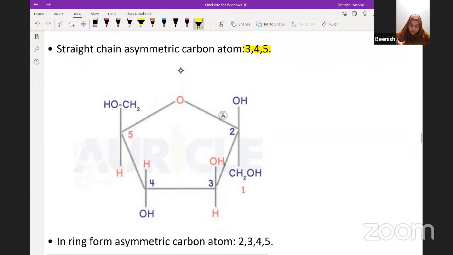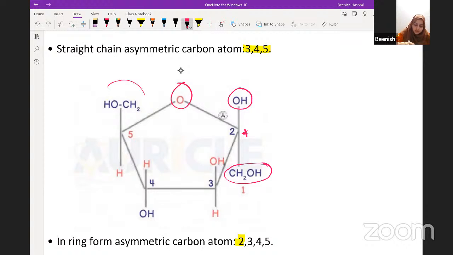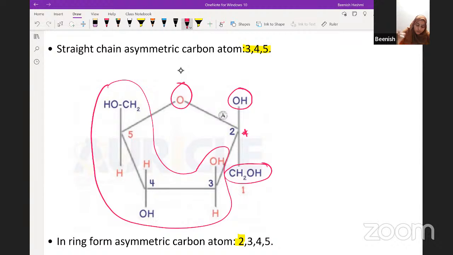Talking about the ring structure, your carbon 2, that is the functional carbon in the ring structure, is asymmetric, just like in glucose. This is your carbon 2. This is asymmetric. It has 4 different groups. This is one group. This is the second group. This is the third group. And this forms the fourth group. So your fructose in ring form has 4 asymmetric carbon atoms, which are carbon 2, 3, 4, and 5.